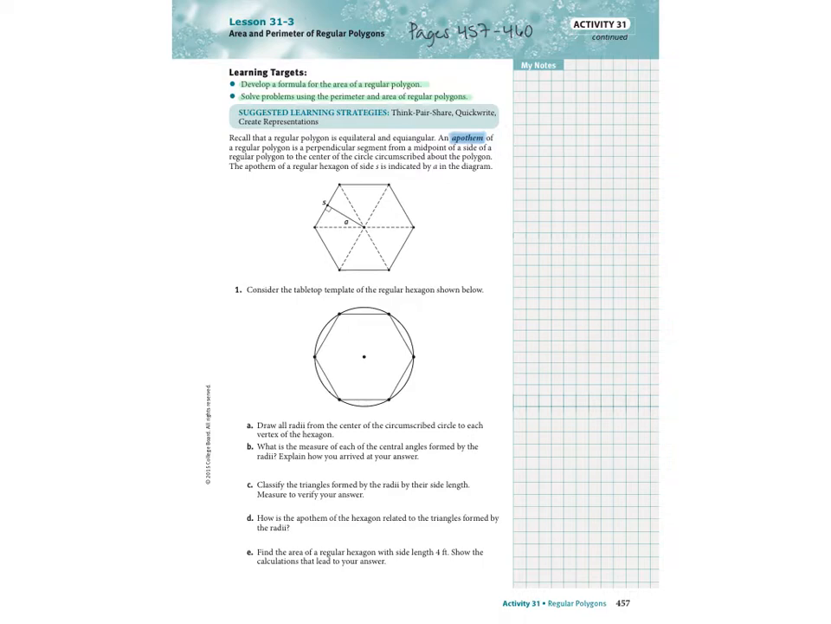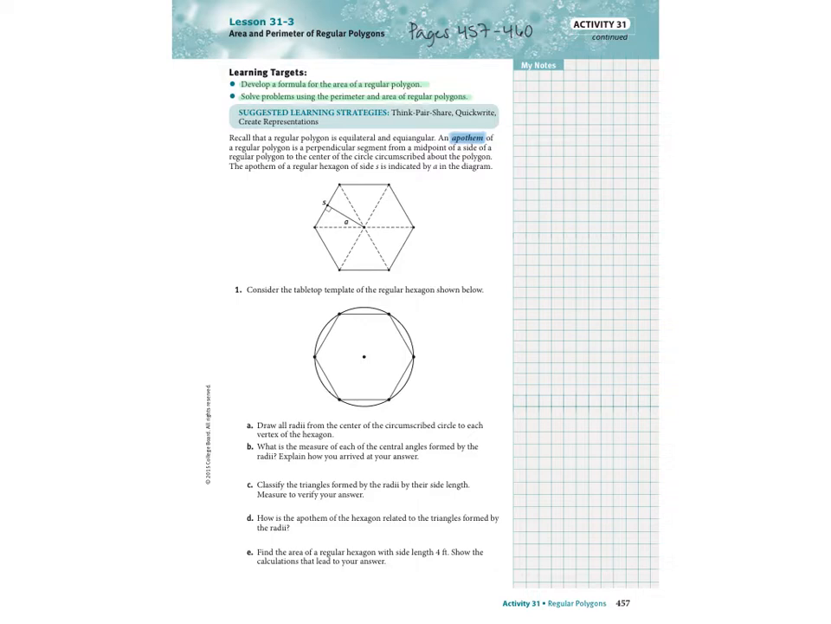Recall that a regular polygon is equilateral and equiangular. An apothem of a regular polygon is a perpendicular segment from a midpoint of a side of a regular polygon to the center of the circle circumscribed about the polygon. The apothem of a regular hexagon of side S is indicated by A in the diagram.